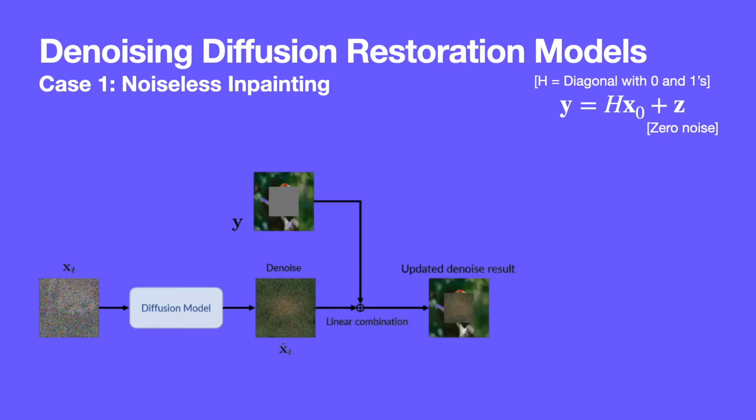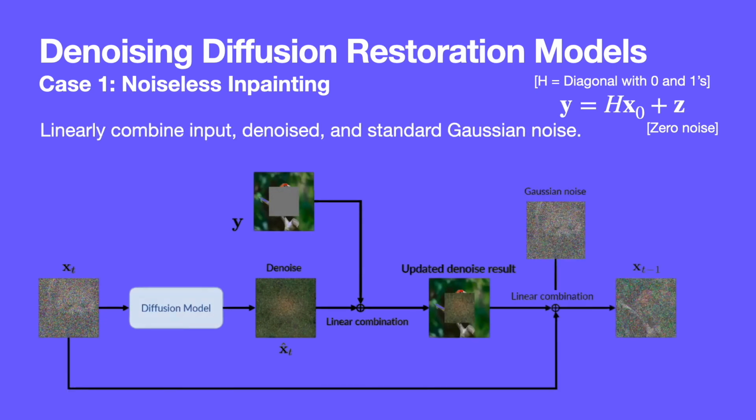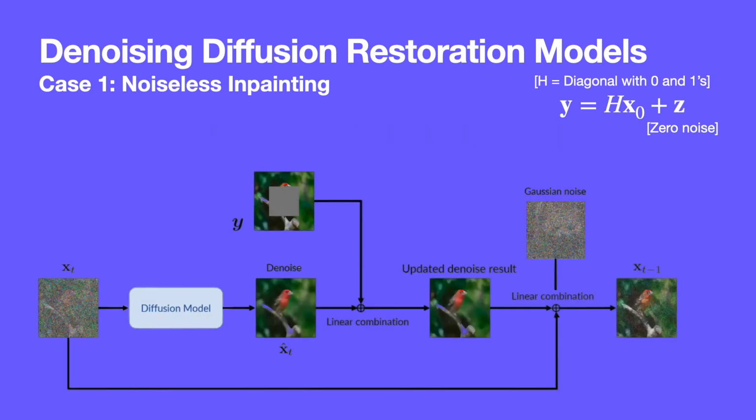And one way to enforce this information of y is simply overwriting the pixels we observed already to get the updated denoised results. This actually corresponds to a linear combination. And like DDPM, we combine this with the perturbation noise and previous inputs to get the next iterate. And we can repeat this to get a less and less noisy image, which is also consistent with y.